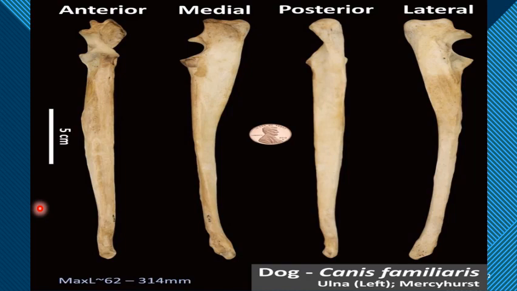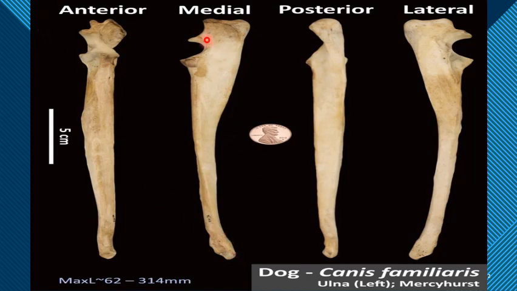Today I am going to discuss the anatomy of the ulna of the dog. The ulna is a long and thin bone and it is the longest bone in the forearm. Its main function is muscular attachment and it also forms the elbow joint. Proximally it articulates with the humerus and radius, while distally it articulates with the radius and carpal bones.